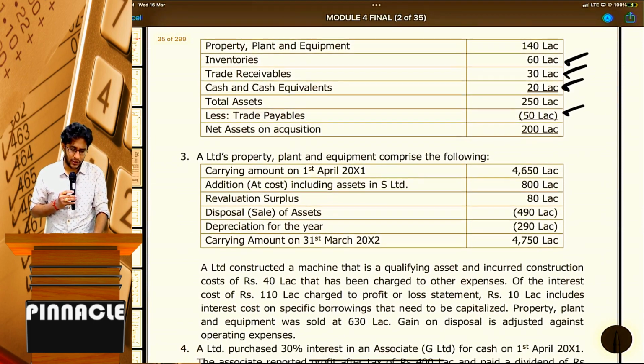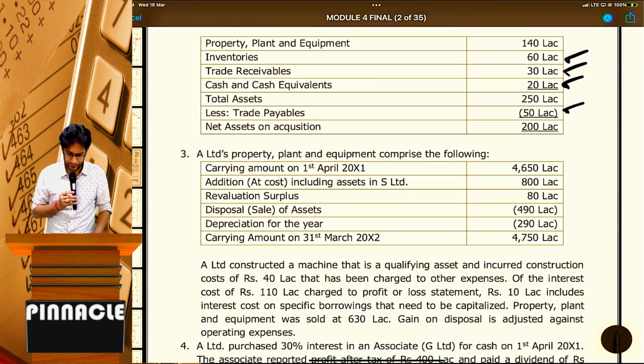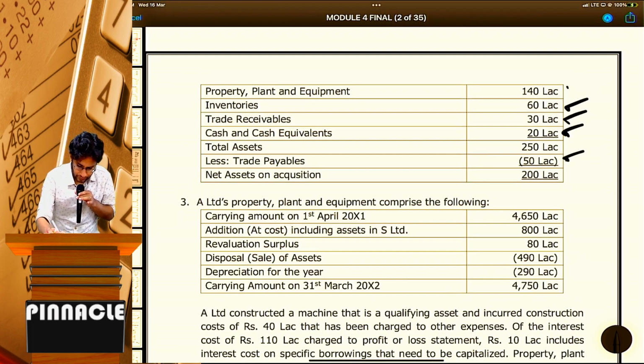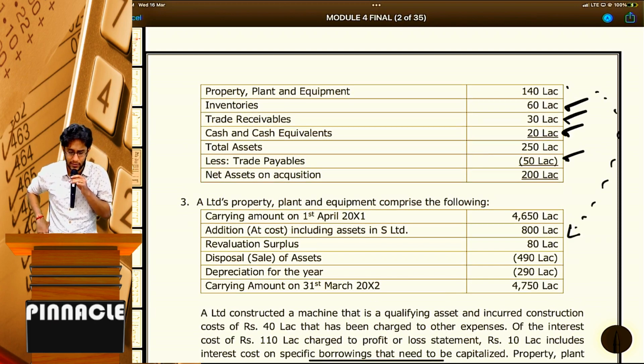What happened to that? Current year additions. How much additions did you make? 800, including 140 also, including assets in S Limited. So 800 less 140, the other is how much? 660. That you must have purchased in the current year.